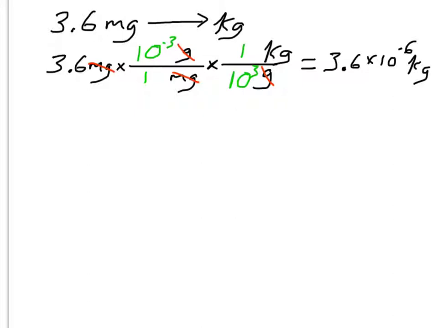Remember that when you are dividing exponents, you subtract. So that's 3.6 times 10 to the negative 3. And this negative 3 minus 3 is negative 6 because you subtract the exponent in the denominator. And you're done. That's your answer for that one.